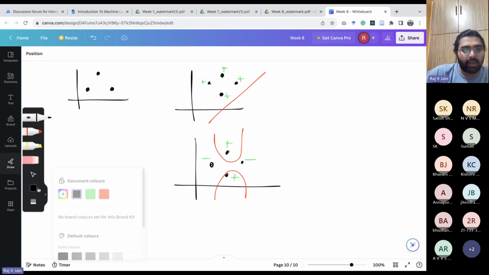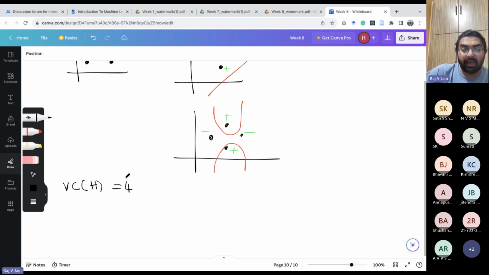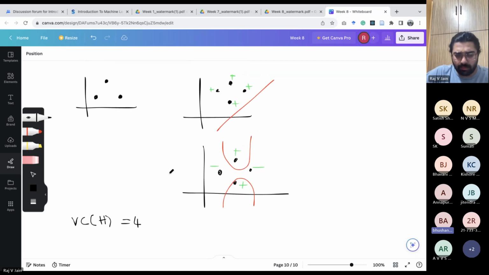So if, let's say, VC of H is 4, what does it mean? It means that there exists a pattern of 4 points in whatever space we have, where this hypothesis space will be able to solve for all labelings of these 4 points. That means a quadrilateral or a parallelogram or a rectangle, to be specific, or a hyperbola will, in all cases, be able to shatter.